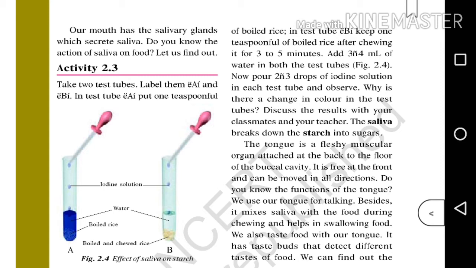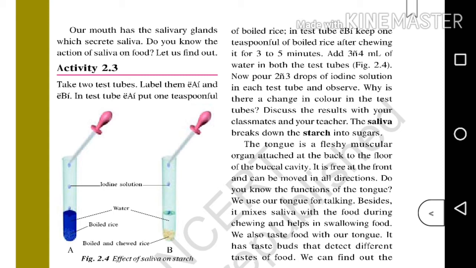Add 3 to 4 ml of water in both the test tubes. Now pour 2 to 3 drops of iodine solution in each test tube and observe. Why is there a change in color in the test tubes? Discuss the results with your classmates and your teacher. The saliva breaks down the starch into sugar.